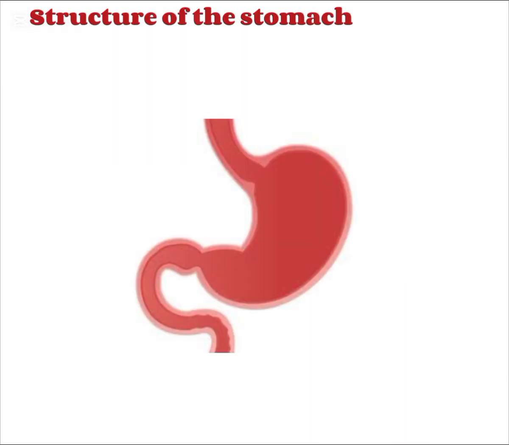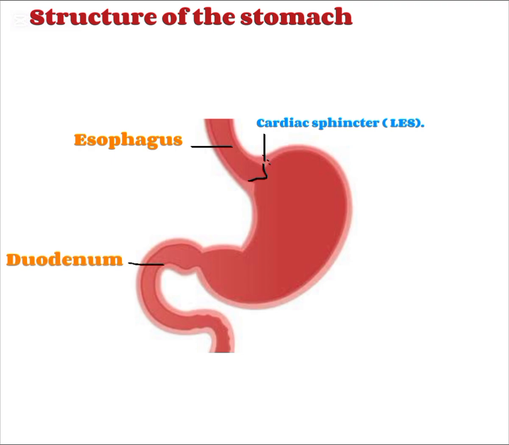Structure of the stomach. Stomach is continuous with the esophagus above at the cardiac sphincter or lower esophageal sphincter that controls the movement of food from the esophagus to the stomach, and with the duodenum below at the pyloric sphincter that controls the movement of food from stomach to the small intestine.